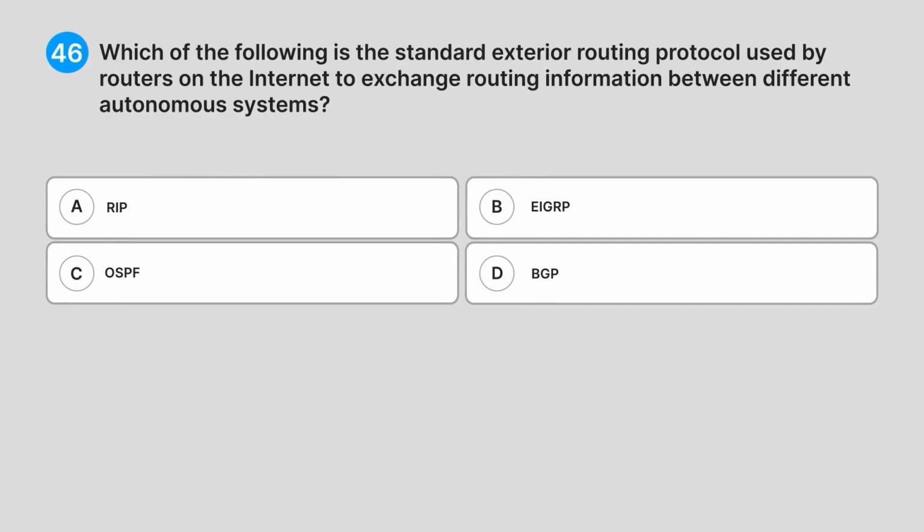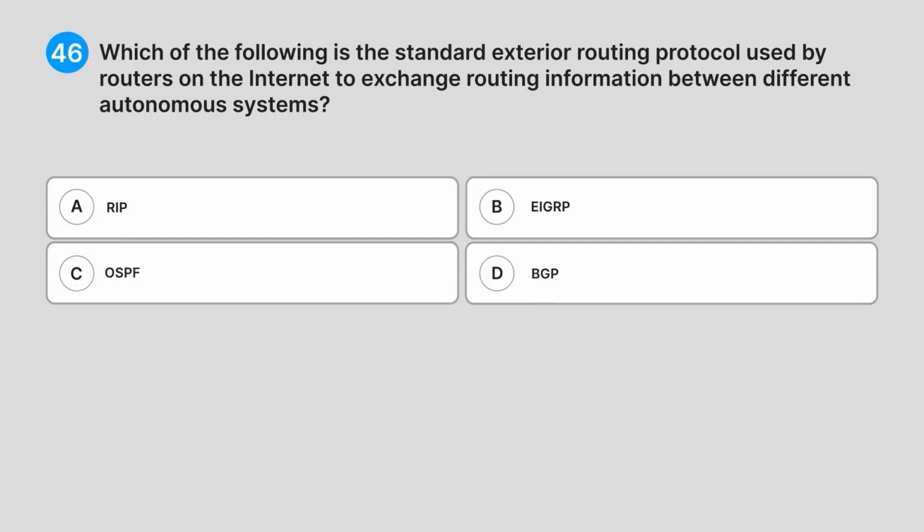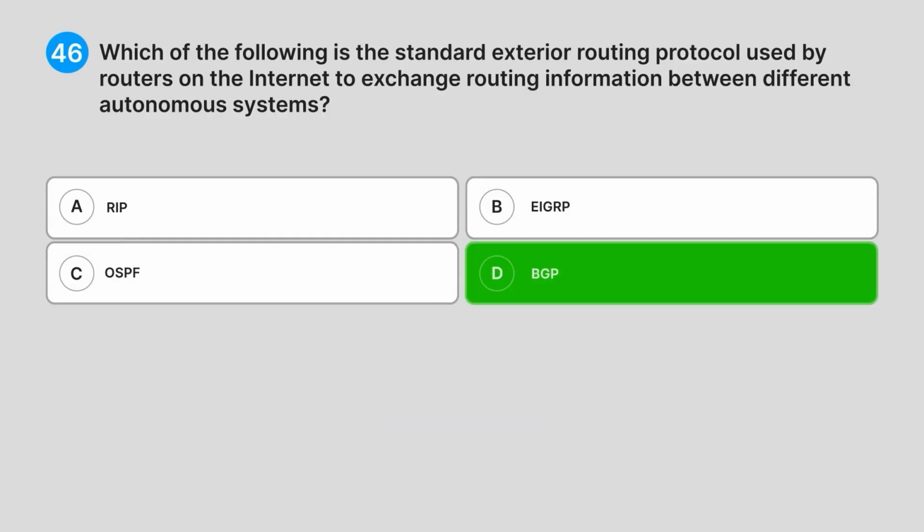46. Which of the following is the standard exterior routing protocol used by routers on the internet to exchange routing information between different autonomous systems? A. RIP, B. IGRP, C. OSPF, D. BGP. Do you know the answer? Correct answer, D. BGP.